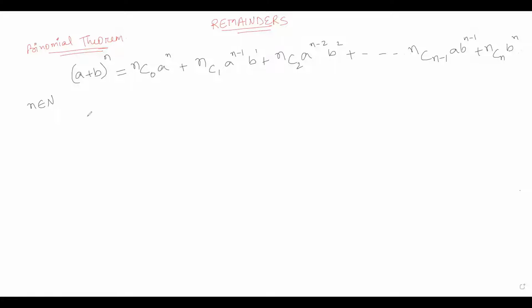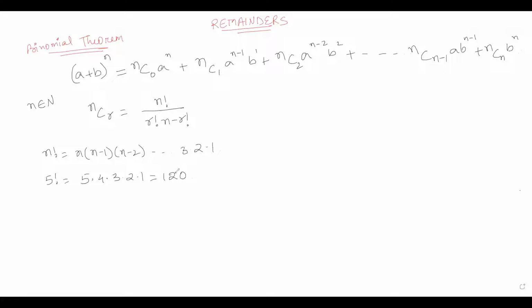where n belongs to natural numbers, and nCr is the number of ways of choosing r objects out of n distinct objects and is given by n factorial upon r factorial times (n minus r) factorial, where n factorial is given by n into n minus 1, n minus 2 till 3, 2, 1. For example, 5 factorial can be written as 5 into 4 into 3 into 2 into 1, which is 120. We shall be discussing in more detail about nCr in the permutation combination chapter.